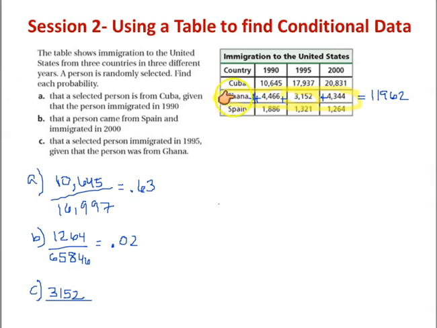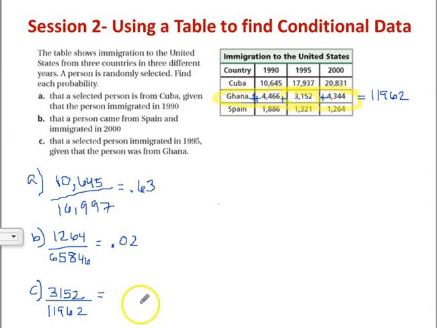So when we add this row together, in our calculator we get 11,962. So this is the total number of immigrants from Ghana. So remember it said given that the person was from Ghana. So that's going to go on our denominator, 11,962. We want our answer as a decimal, so we plug that in our calculator to divide our numerator by our denominator.